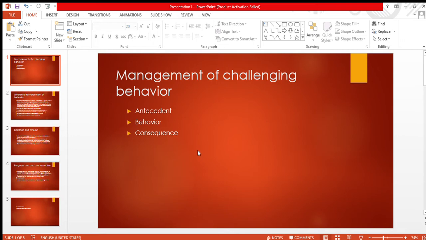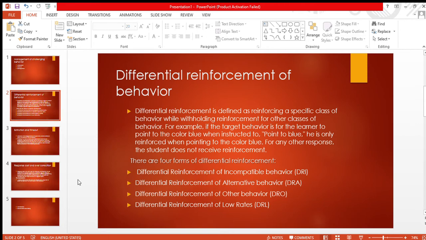Next, we have differential reinforcement of behavior. What is meant by differential reinforcement? Differential itself says that when we are giving reinforcement, it differs. So where does it differ and how does it differ? Let's see. It has DRI, DRA, DRO and DRL, four types of differential reinforcement methods.